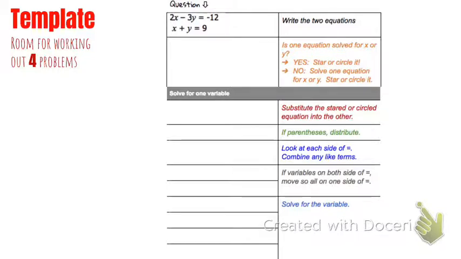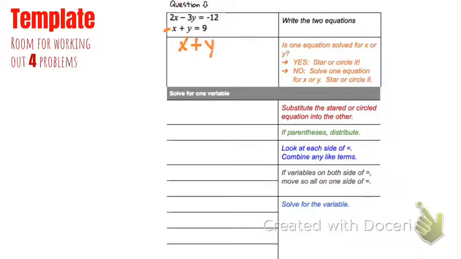Then it asks you, is one of the equations solved for either x or y? And if not, you need to solve one of those equations for x or y. So I can solve either of those equations for x or y. In this case, one of them looks a lot easier though. So I'm going to solve this one for x or y. And let's just solve it for x.